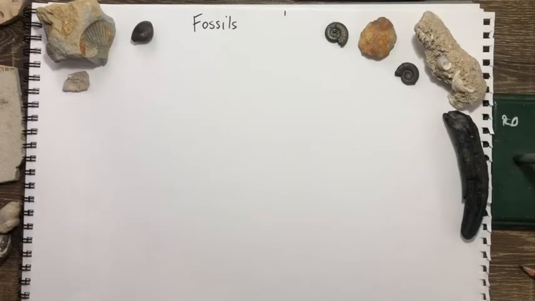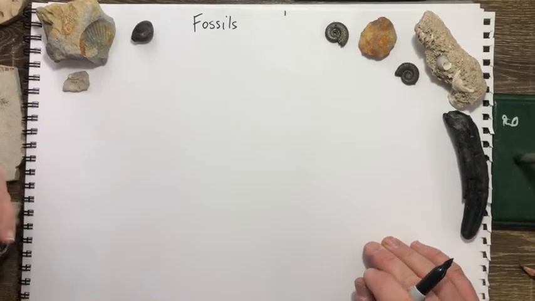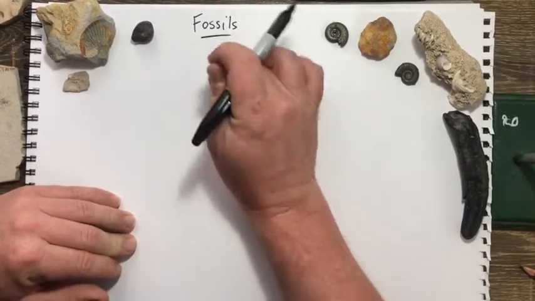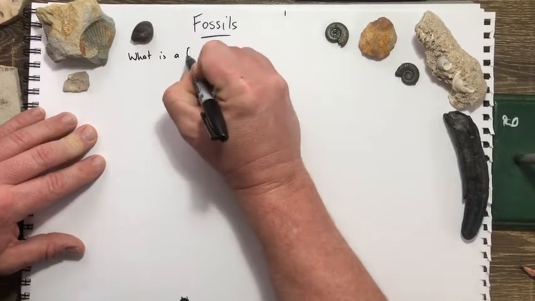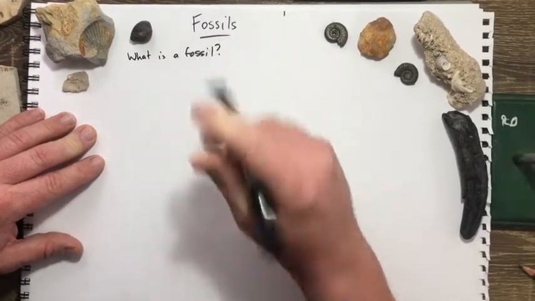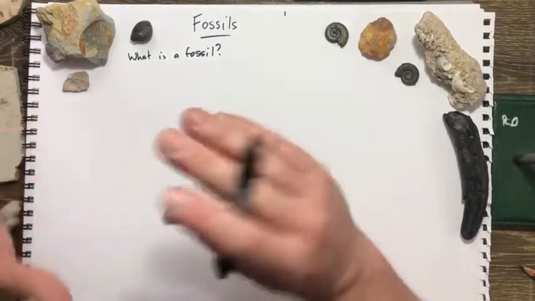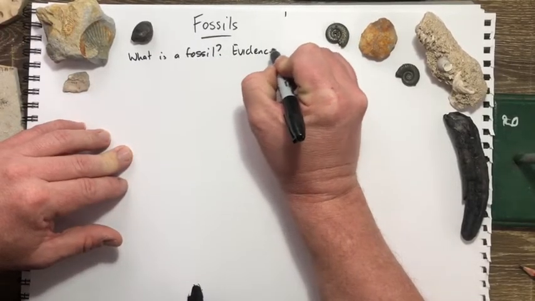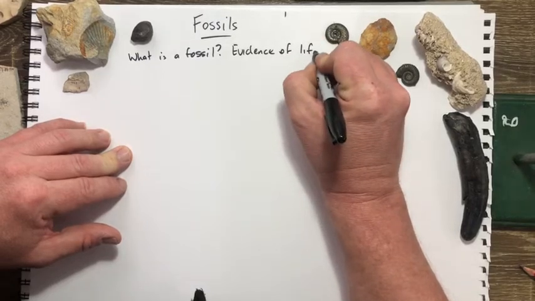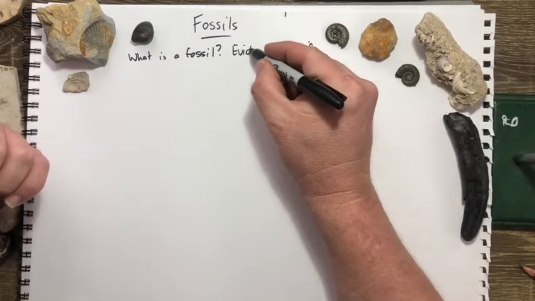Okay, our first video today is on fossils, and I'm surrounded by some really cool fossils here, and we'll talk about those as we go. So first thing we've got to look at is really, what is a fossil? You might have an idea of what a fossil is, but really it's any evidence of life. And that's a pretty vague explanation, but it's sort of what a fossil is.